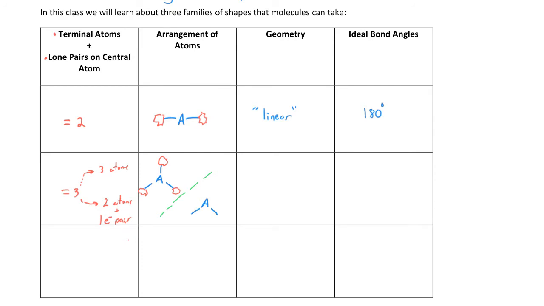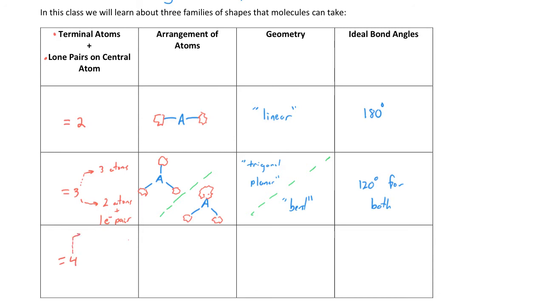But if we had two atoms and then one of those things connected to A was not an atom but a lone pair of electrons, that gets a different name because it looks different, right? We have atoms versus lone pairs. The first one we call trigonal planar, and the second one we call bent, because that third atom isn't there. The ideal bond angles for both of these are 120 degrees.